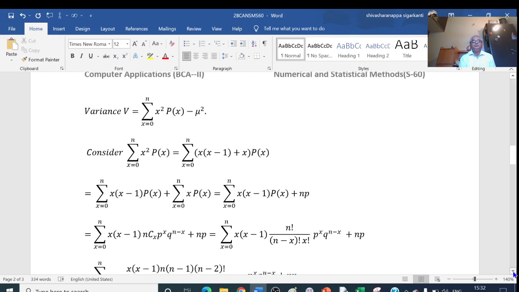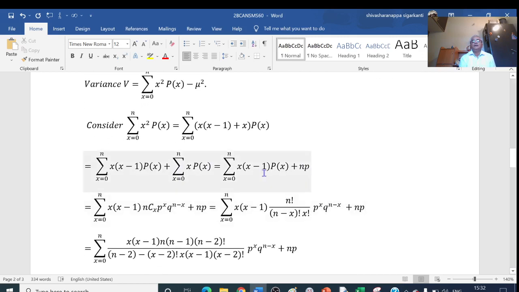Now again, this quantity, that is sigma x from 0 to n x into x minus 1 into p of x, means it is nothing but ncx p raised to x q to the power of n minus x plus np. This is equal to sigma x from 0 to n x into x minus 1 as it is ncx p raised to x into q to the power of n minus x is there. Ncx means n factorial divided by n minus x factorial into x factorial into p raised to x q raised to n minus x plus this np as it is.